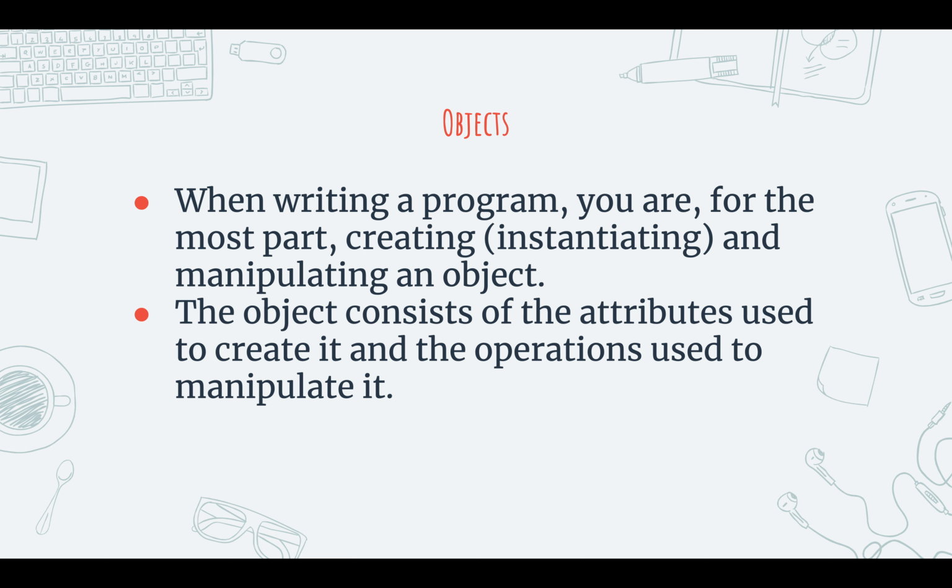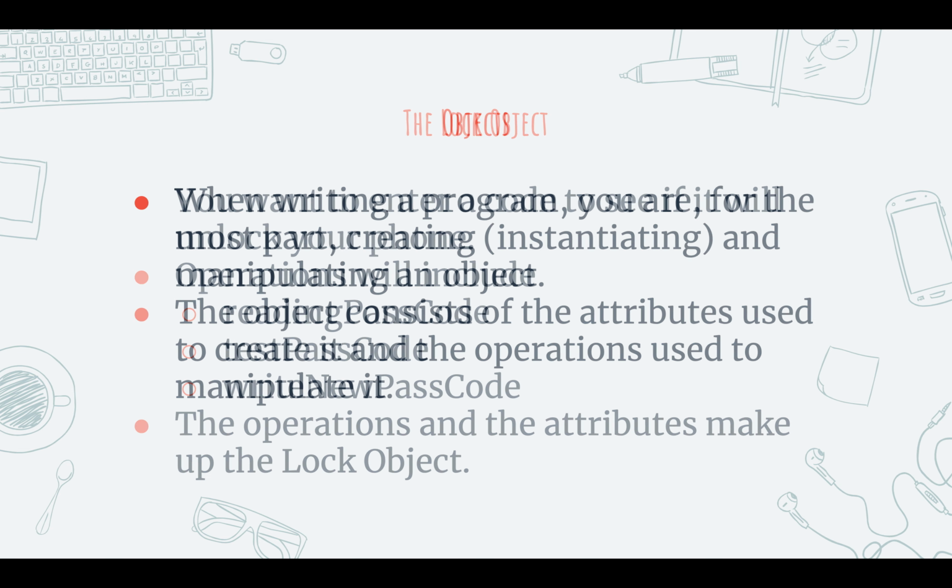Objects consist of attributes such as instance variables, and they're used to create the actual object itself, and then the operations, such as the methods that we use in the class, are used to manipulate it. So we have instance variables, which are considered the attributes of the object, and then we have operations through methods that allow us to manipulate or change the state of the object.